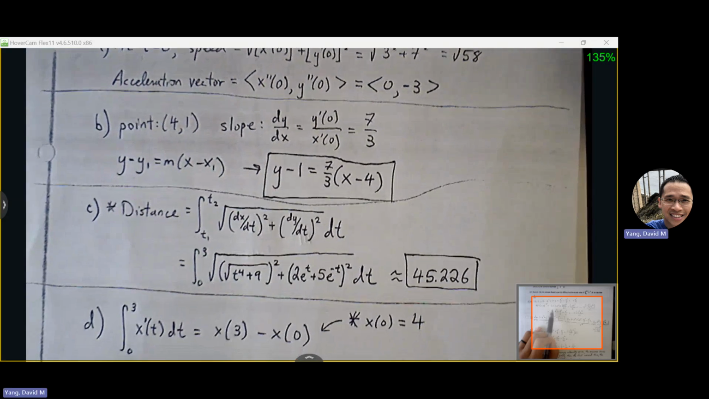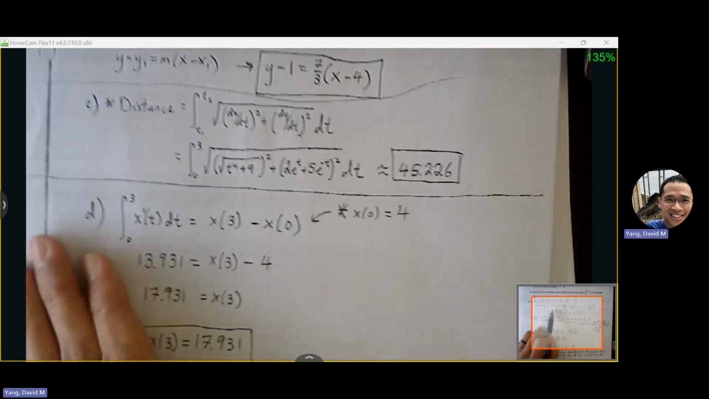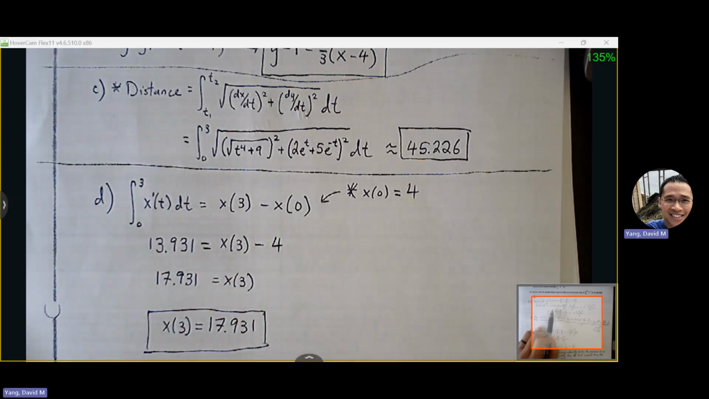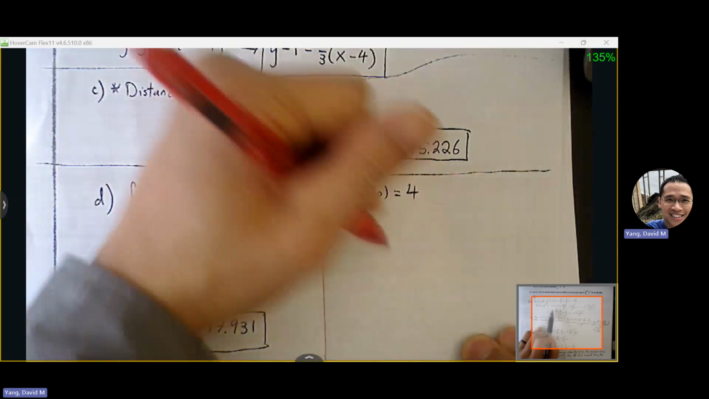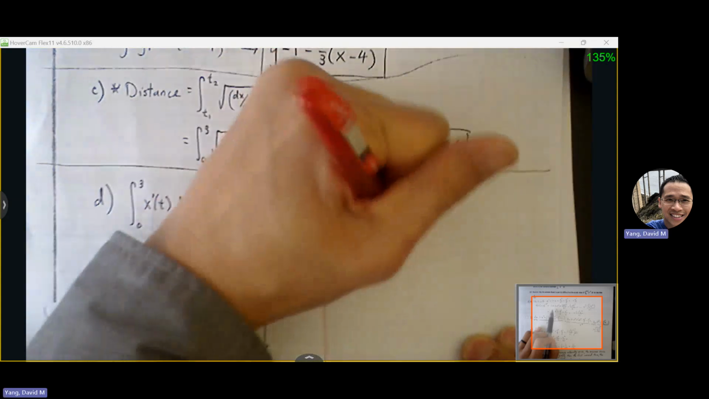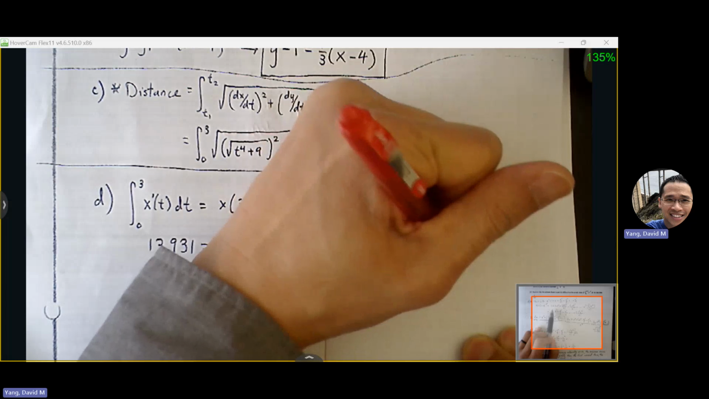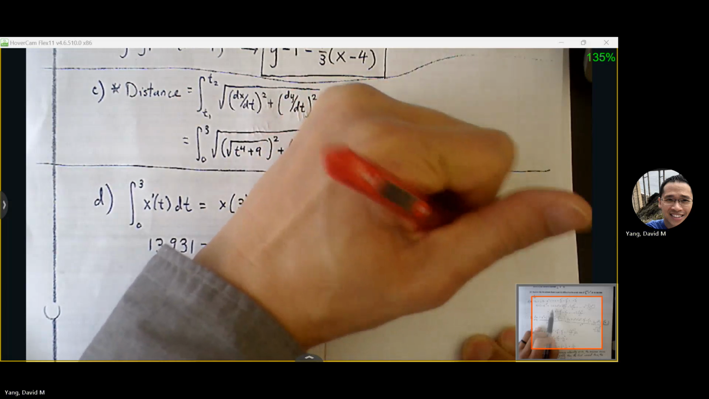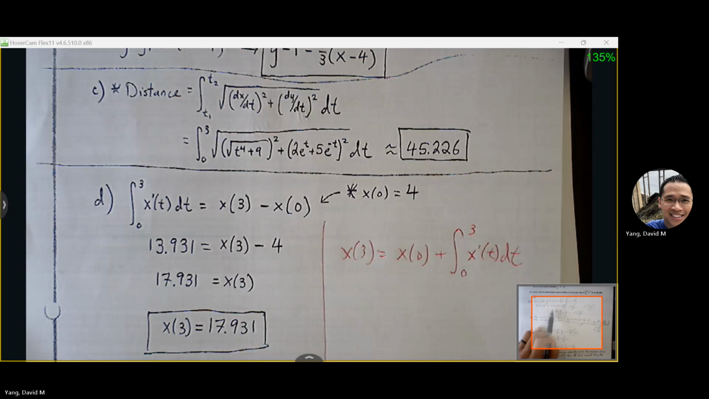Part D, find the x coordinate of the position at time t equals 3. Final equals initial plus displacement. Or if you want to write it this way, we can say x of 3 is equal to x of 0 plus the integral from 0 to 3 of x prime. You know, final equals initial plus displacement, maybe this is more straightforward than what we've done before, and use that to help you get to your final equation.